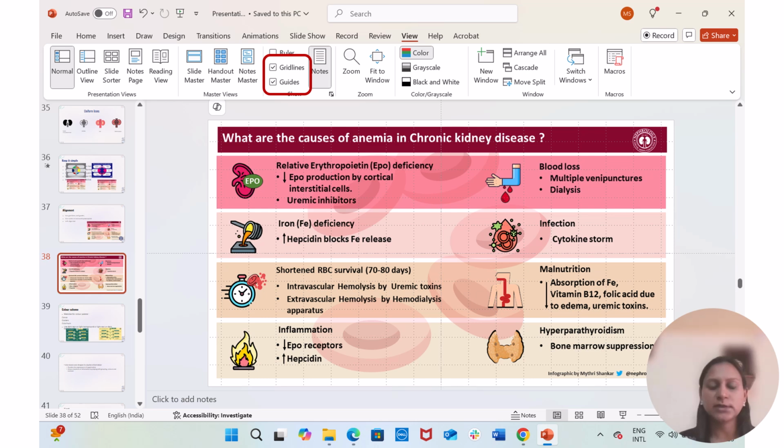Here you can see an infographic on the causes of anemia and chronic kidney disease, and to align the text I have used grid lines and guides. For this you have to go to the Microsoft PowerPoint View tab and tick grid lines and guides. You can see that there are small squares here which will help you to align the icons and the text, both horizontally as well as vertically.